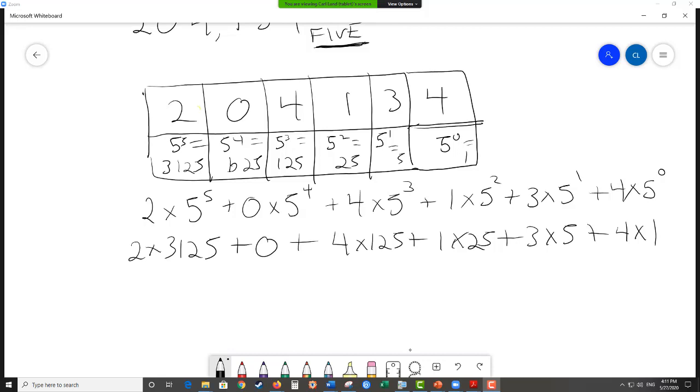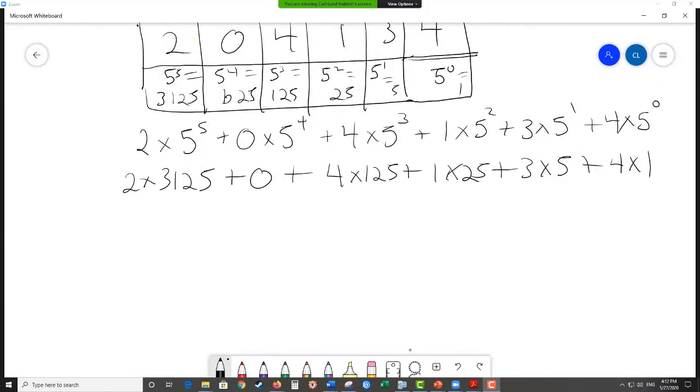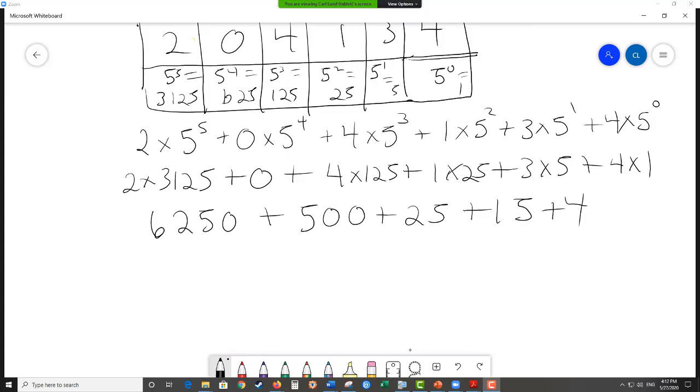And this is a mistake that people sometimes make. They think 5 to the 0 is 0, or they think 5 to the 0 is 5. Any number to the 0 other than 0 to the 0 equals 1. So 5 to the 0 will always be 1. So 2 times 3,125, that's going to be 6,250, plus 4 times 125 is 500, plus 1 times 25 is 25, plus 3 times 5 is 15, plus 4 times 1 is 4.